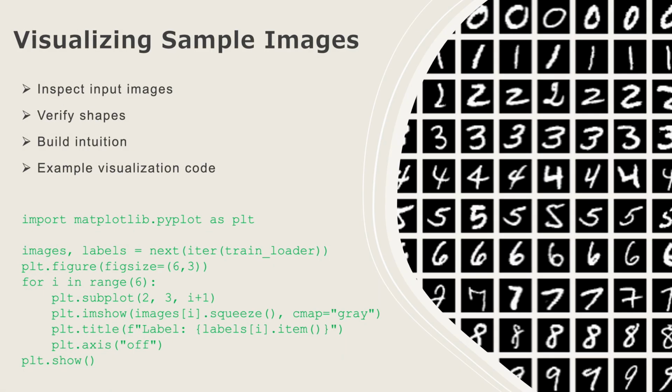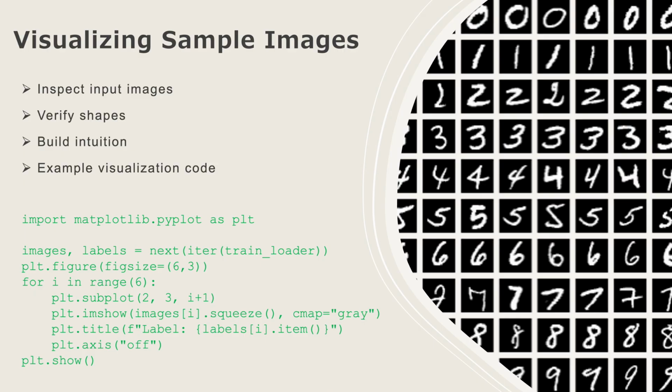Before we train our model, it is always helpful to inspect the data directly. Visualizing a few sample images allows us to confirm that the dataset loaded correctly, that shapes and pixel values look as expected, and it helps us build intuition about what our neural network will be learning.